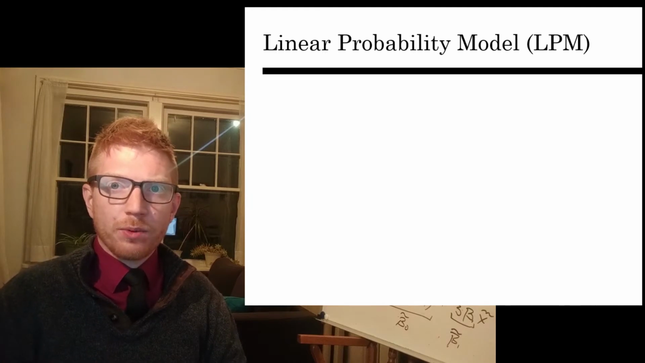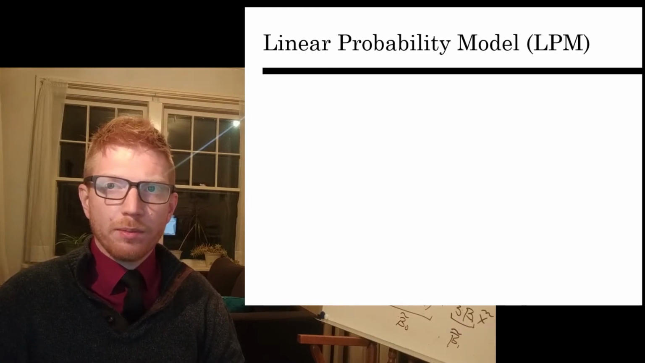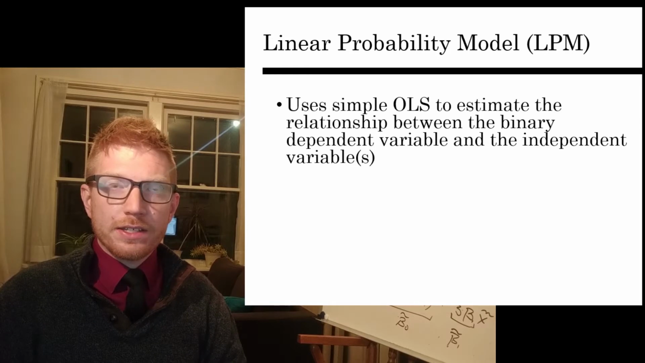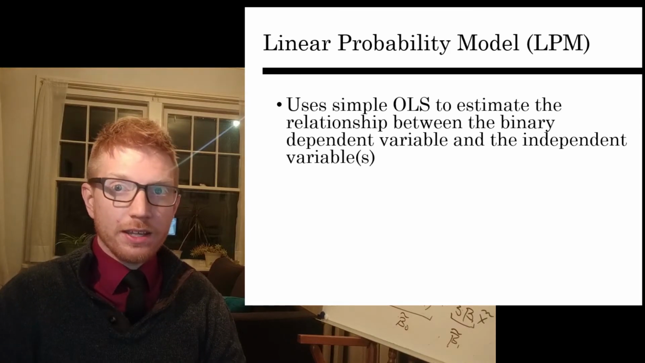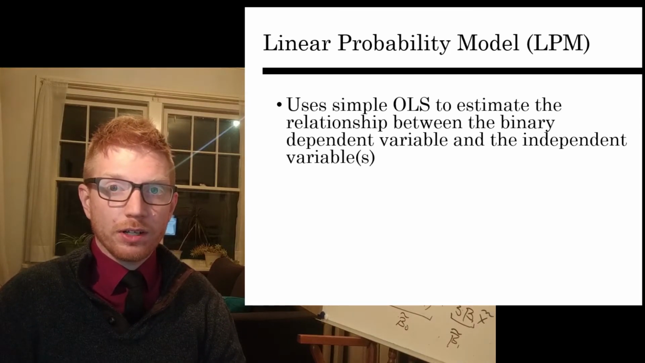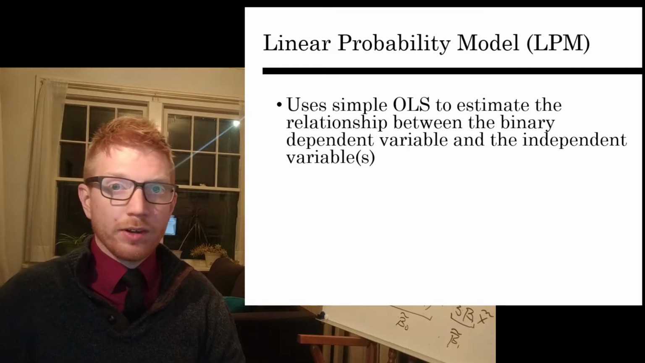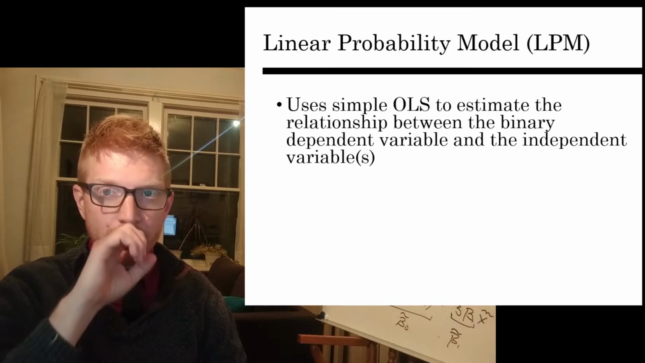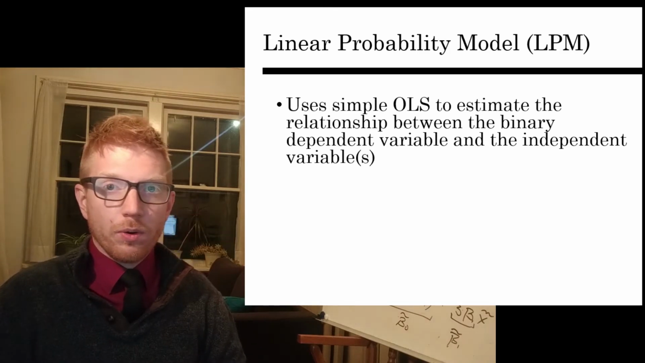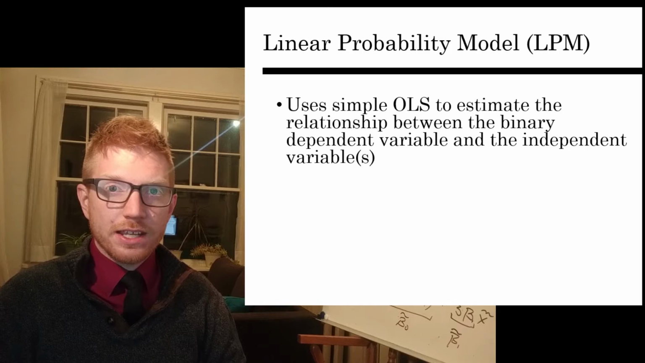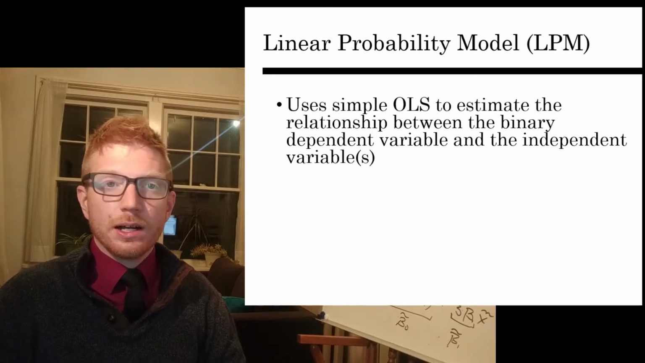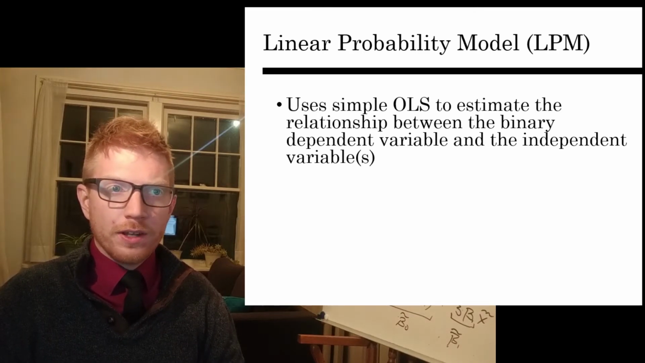So like I said, we're going to talk briefly here about the linear probability model. This uses the technique that we have talked about the most, ordinary least squares, to estimate the relationship between that binary dependent variable and other independent variables, other causes. So we could look at your passing of econometrics and see how study hours plays in. We could see how the difficulty of your other classes plays in.